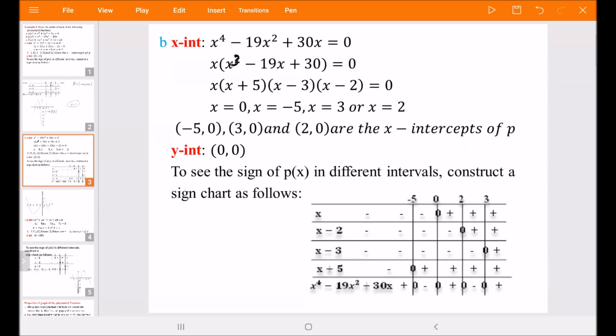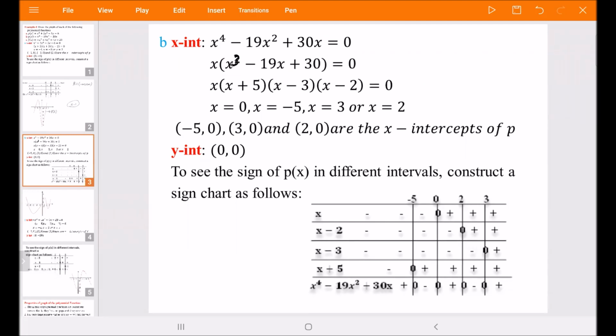So x cubed minus 19x plus 30 equal to 0. Now, already we obtained one of the factors of this polynomial. So the next step is factorizing x cubed minus 19x plus 30. Again, in this case, the leading coefficient of this polynomial is 1. List the factors of 30. The possible rational zeros of this polynomial are the list of factors of 30.